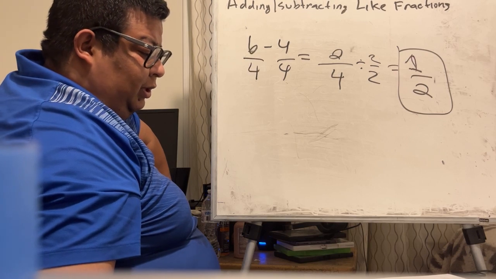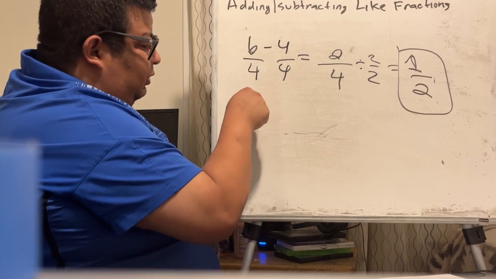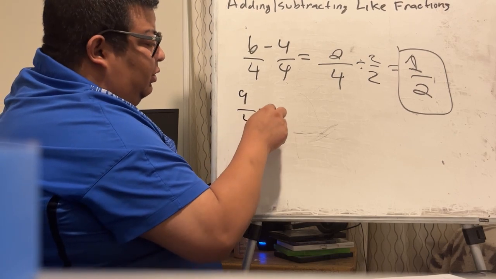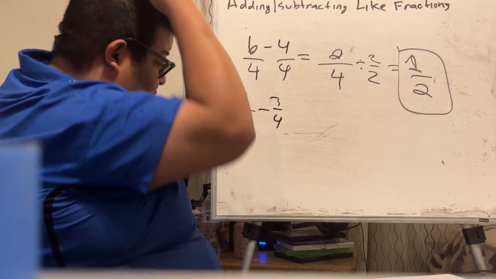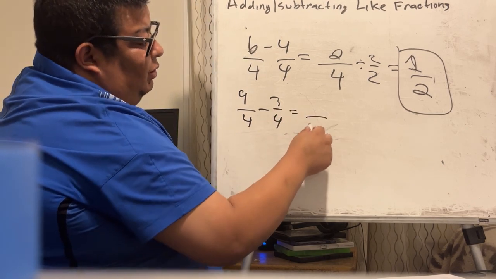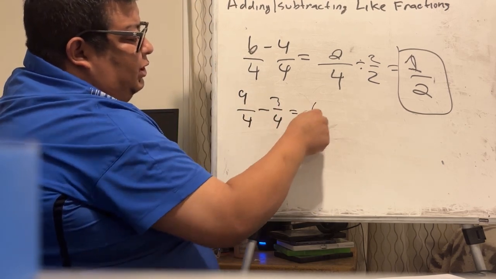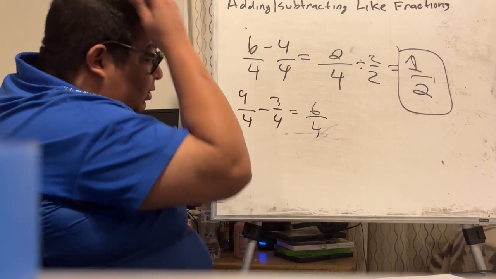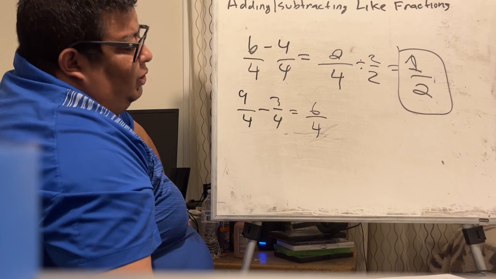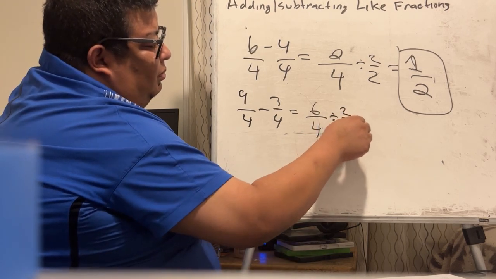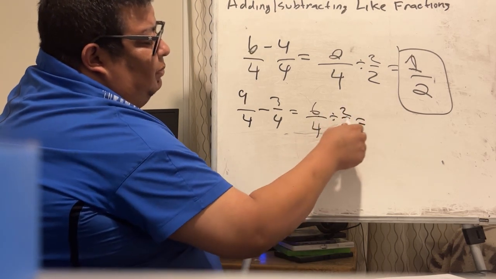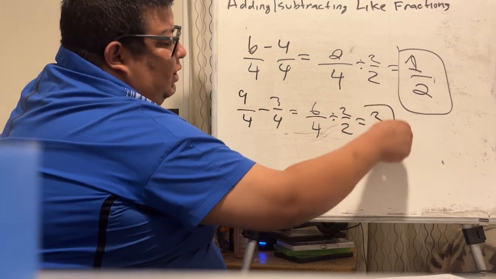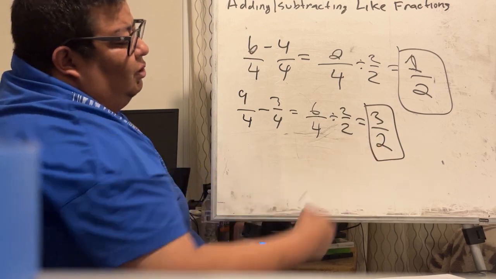And the last problem I'm going to talk about is this one: 9 over 4 minus 3 over 4. Same denominator, 4. 9 minus 3 is 6. These two numbers are divisible by 2, so I'm going to divide top and bottom by 2. So 6 divided by 2 is 3, 4 divided by 2 is 2. So the final answer is 3 over 2, because it cannot be simplified.